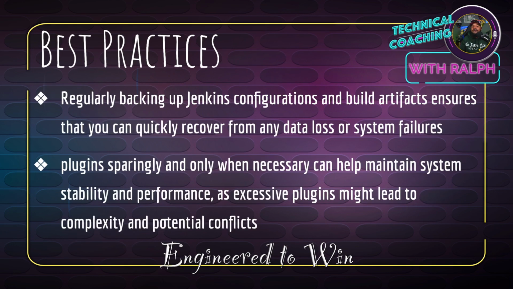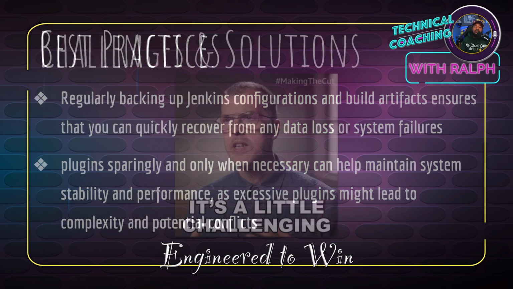Regularly backing up Jenkins configurations and build artifacts ensures that you can quickly recover from any data loss or system failure. Use plugins sparingly and only when necessary, which can help maintain system stability and performance, as excessive plugins might lead to complexity and potential conflicts.